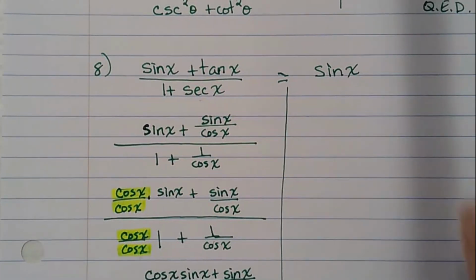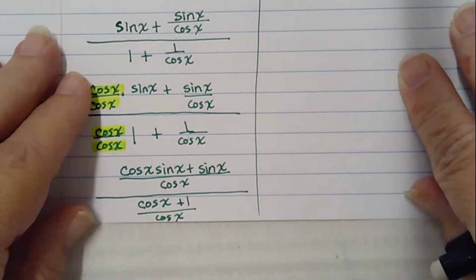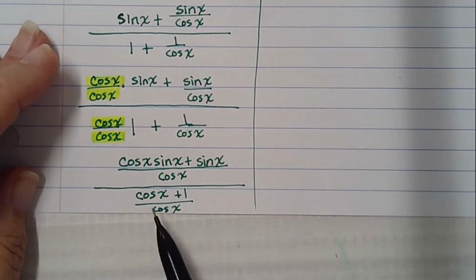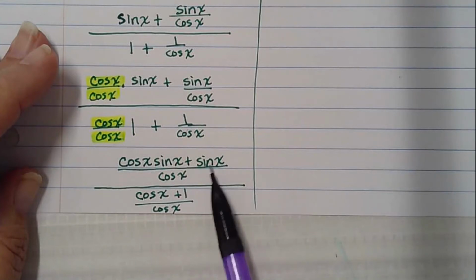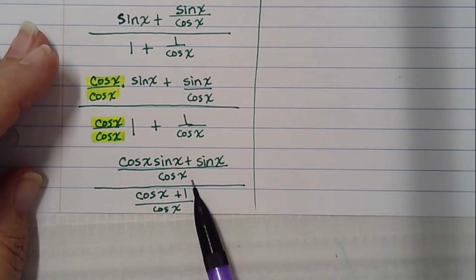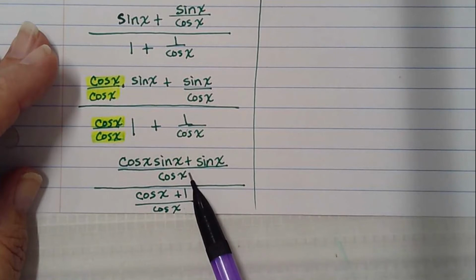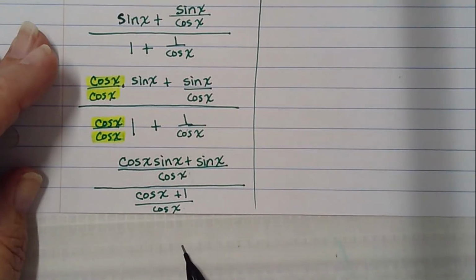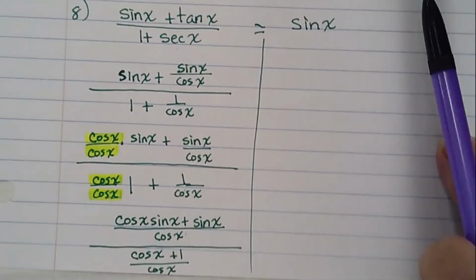All right, that is then going to give me cosine x times sine x plus sine x over cosine x in my numerator, and then cosine x plus 1 over cosine x in my denominator. Because remember, your common denominator just stays the same. All right, now I need to go to another sheet of paper.